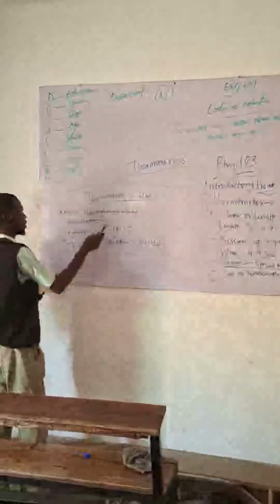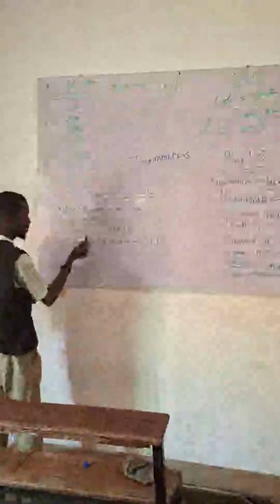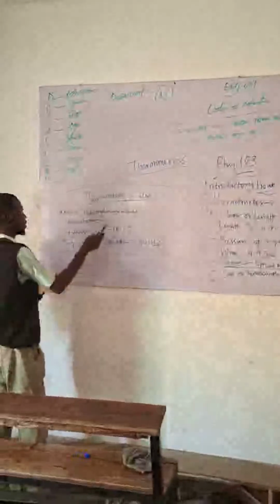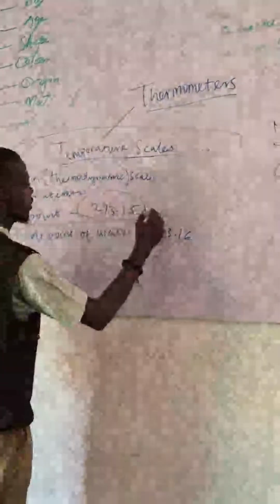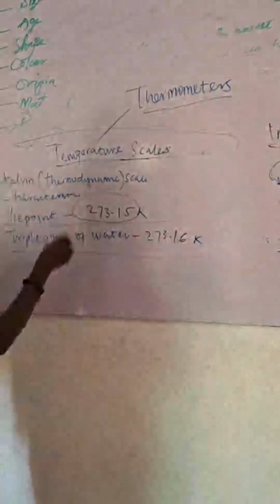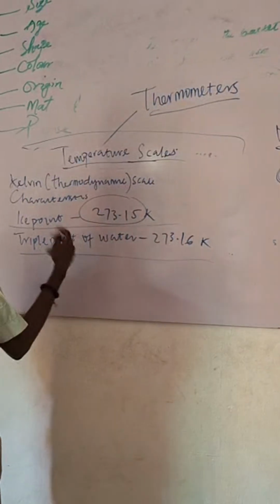Values, because a lot of people mix them up. So ice point is 273.15 Kelvin, and triple point is 273.16 Kelvin. Just put them in your head. You don't need to stress yourself. So in exams they can ask you, especially the units.